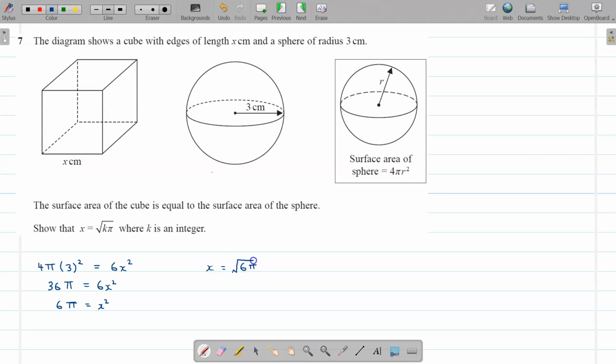Okay, and that's it, because it says show that x equals root k pi, where k is an integer, and therefore we could just confirm that k is in fact the number 6. Okay, but the answer to the question is clear in what you've done there.